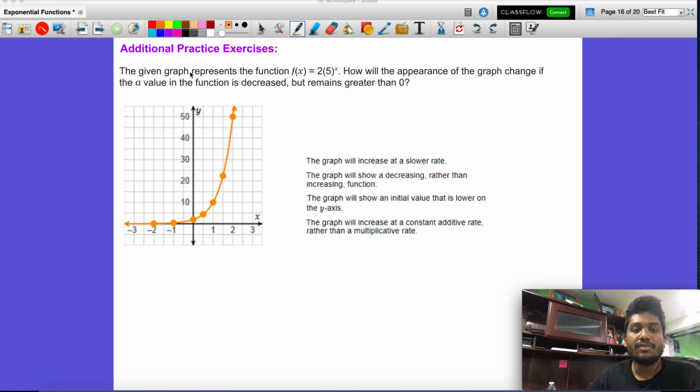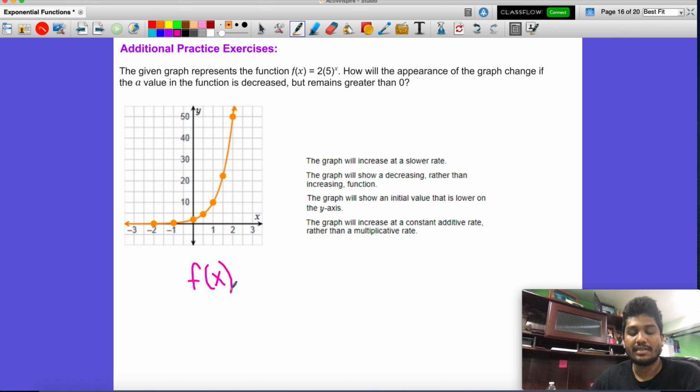It says the given graph represents the function f of x equals 2 times 5 to the x power. How will the appearance of the graph change if the a value in the function is decreased but remains greater than 0? Okay, so it sounds a little bit complicated. If we were to write that out, f of x is equal to 2 times 5 to the x. First, you have to know which one's the a value. This one would be the a, and this would be the b.